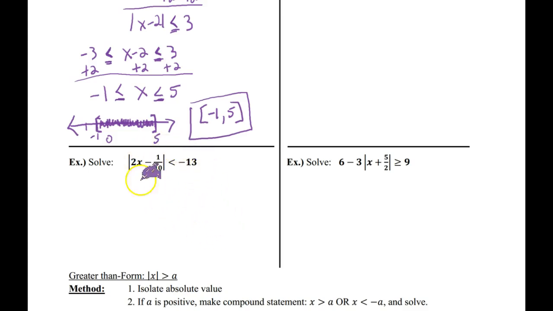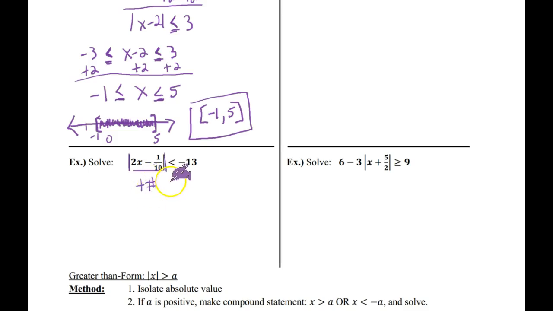Now when I look at this, I've already isolated my absolute value. It is a less than statement here. And it says the absolute value, when all the distances, are less than negative 13. Well again, the absolute value itself, whatever value I end up inside, once I take the absolute value, it's going to be a positive number. Right? Even if I had negative 23 in here, the absolute value of negative 23 would be a positive 23.